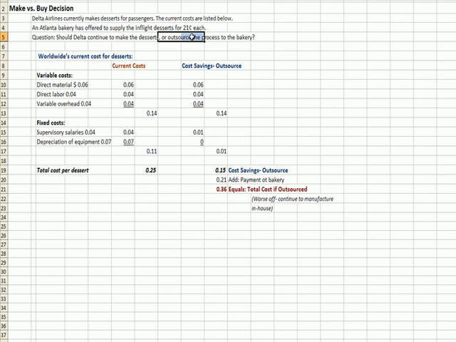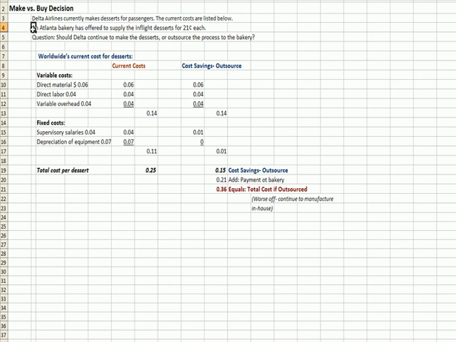Here's the first one. Delta Airlines currently makes desserts for passengers. The current costs are listed below. We've got some variable costs, some fixed costs, and a total cost for each dessert we make of 25 cents. An Atlanta bakery has offered to supply the in-flight desserts for 21 cents each, certainly cheaper than 25 cents. The question is, should Delta continue to make the desserts or outsource the process to the bakery?